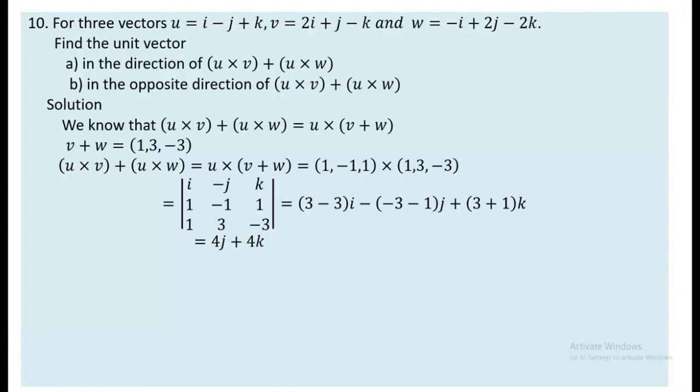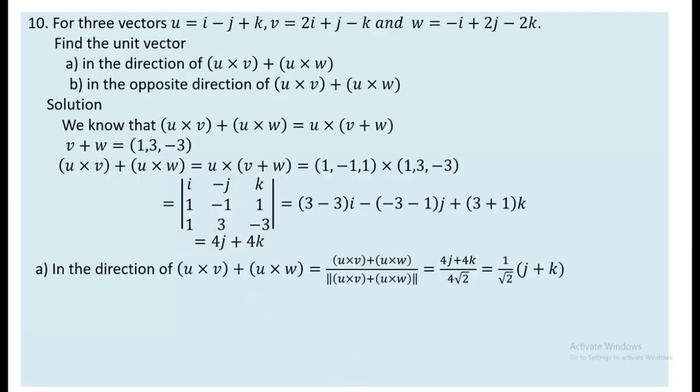Now you are asked to find the unit vector in the direction of this. Let me ask you: is this a unit vector? Basically, this is not a unit vector because its magnitude is not 1. So to change a non-zero and non-unit vector to a unit vector, what we need to do is divide the vector by its magnitude. So we have to look for the magnitude of 4j plus 4k. This is done in order to change a given non-unit vector to a unit vector, except for the zero vector. So this is how it is done. We divide this by its magnitude.